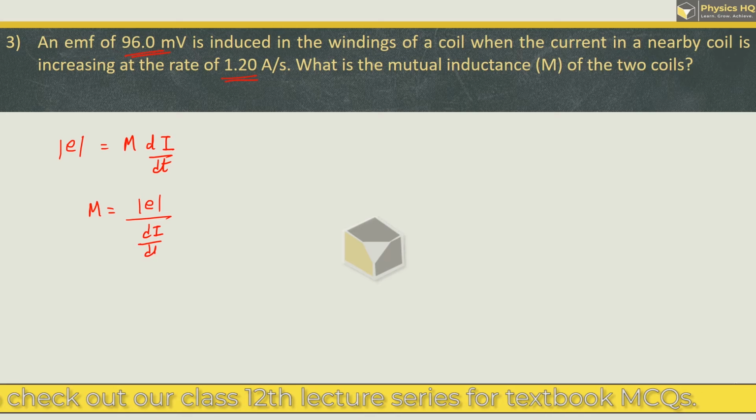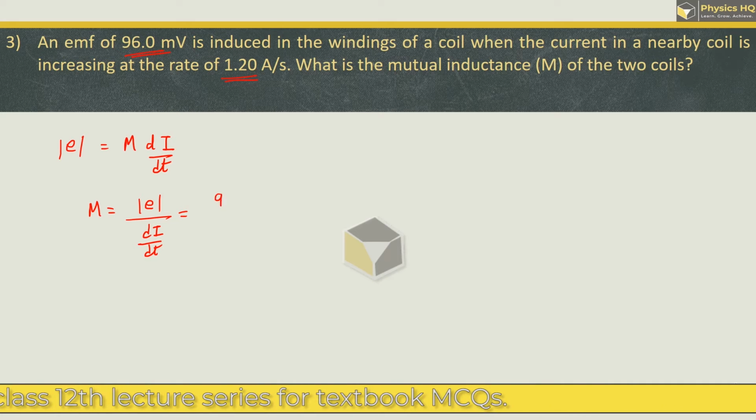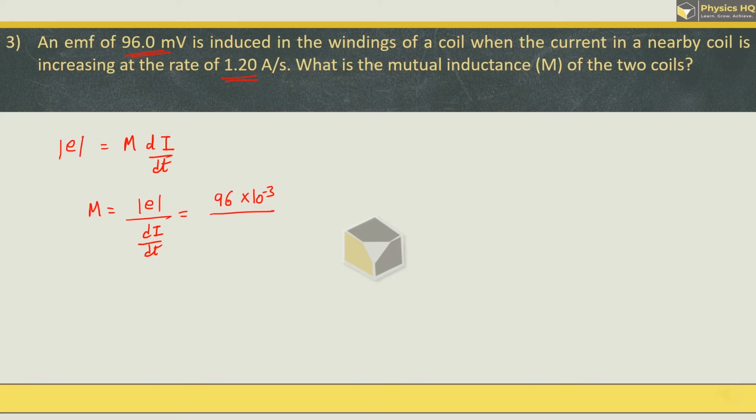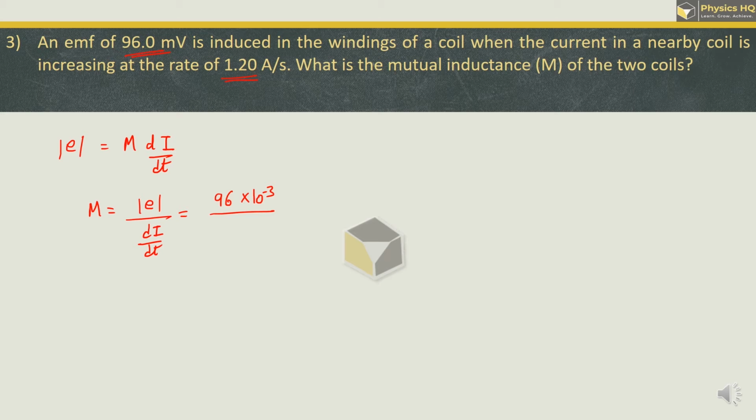Now magnitude of E is given as 96 millivolt, which is 10 raised to -3, divided by di by dt, which is nothing but rate of change of current, given as 1.2. Now we can divide this. We know that 12 8s are 96, but it is 1.2, so we'll have 80 into 10 raised to -3. So we can write this as 80 millihenry. Hope you all understood this. Let us check out the next MCQ.